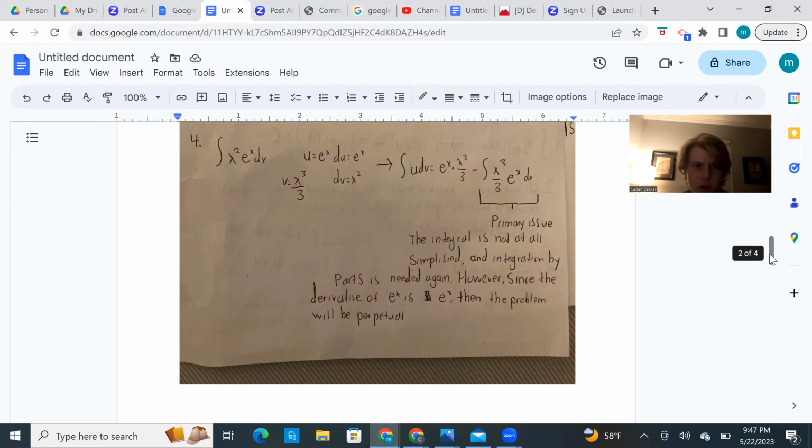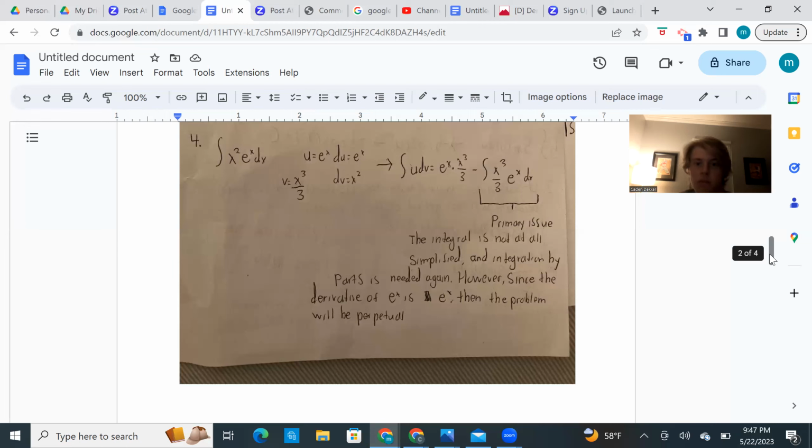I believe this was the integral of x squared e to the x, and the problem was asking why integration by parts wouldn't work here. Or it said select the wrong u intentionally. So I selected e to the x as u, and essentially I found that since the derivative of e to the x itself is still e to the x, the integral part of the formula for integration by parts is just going to be essentially the same thing. As I said here, the integral is not at all simplified, and integration by parts is needed again.